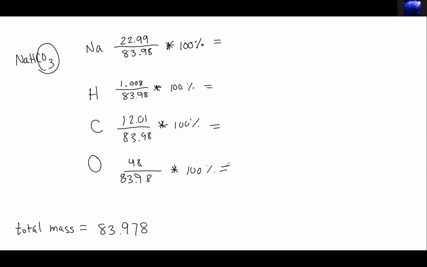The sodium one is 27.38. Okay, the next one? Isn't it 1.2008? Isn't 100% just 1, like when you just multiply by 1? Oh, I mean, you're trying to get the percentage, so it's just moving the decimal place.